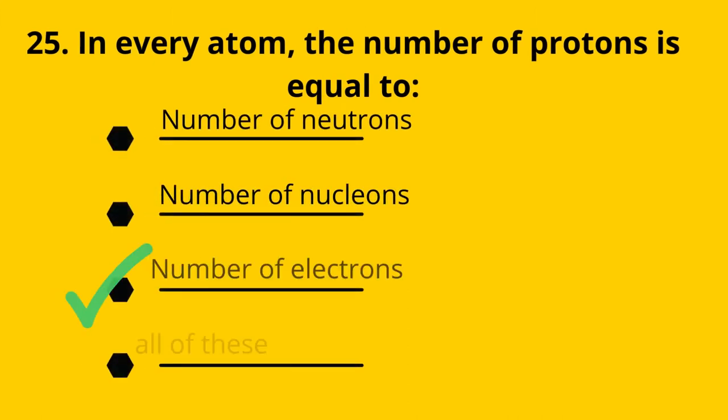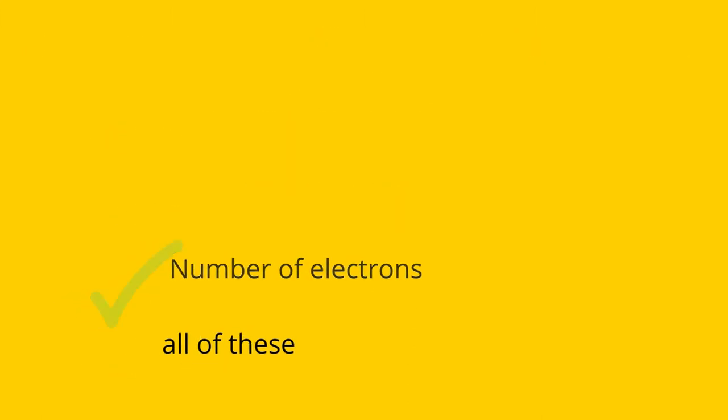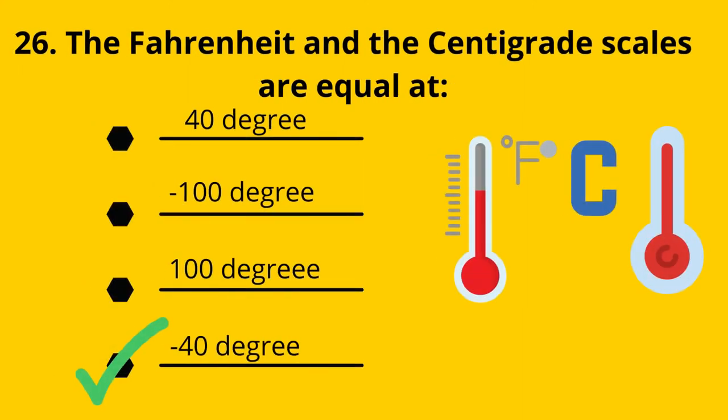None of these. In every atom, the number of protons is equal to the number of electrons. The Fahrenheit and the centigrade scales are equal at minus 40 degrees.